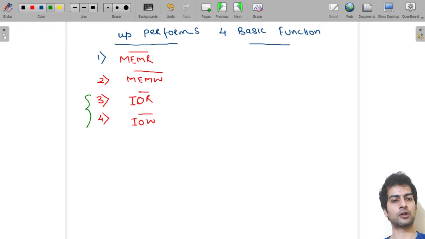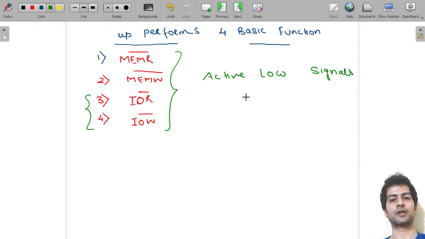So in all the four basic functions, we can see that it is a kind of active low signals. That is, in their input, when we will have 0 bit, then only this will be activated.